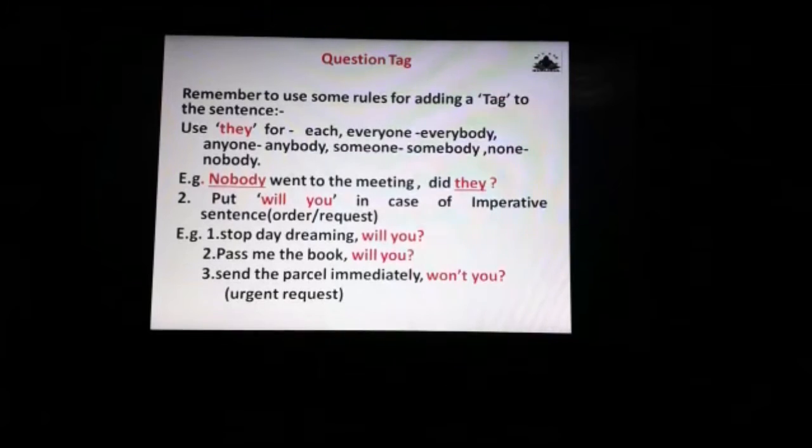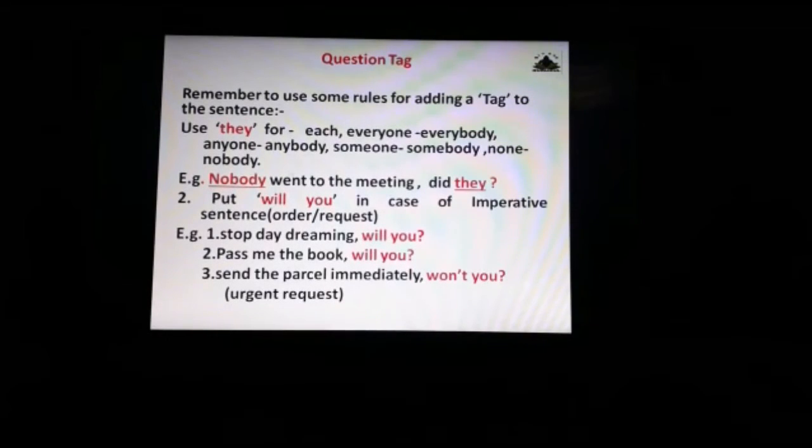Now why did here? Because went is a past tense, and whenever there is a past tense we use did. Okay. Second one, put will you in case of imperative sentence if it is an order or a request, right? We know there are so many types of sentences in the imperative, like we have declarative, order, request, and so on. So if it is an order or a request, you can use will you.